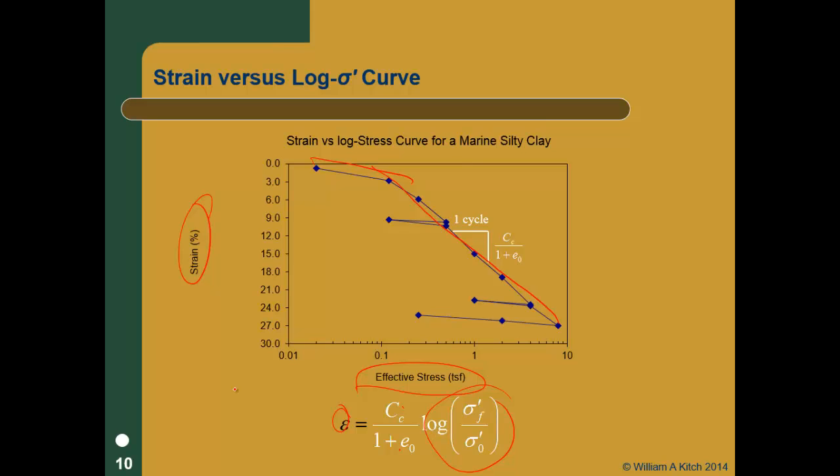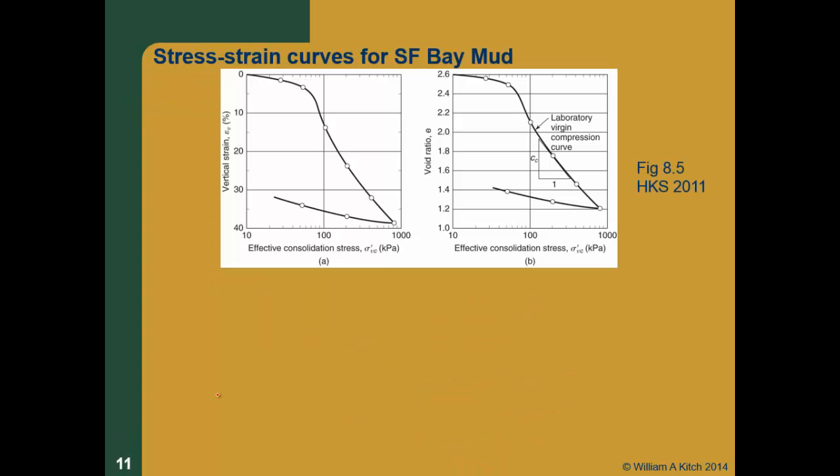So let's look at what this really looks like. Okay, so now I've taken a bunch of data from Holtz, Kovacs, and some of that you have, and then some other data that you don't. Well, I don't think I've taken any data that you don't have or aren't going to get. Actually, all the data that I just showed you for that marine silt, that's actually the soil in your project. So these are all stress strain curves from real data, from real soils and real places. So this is San Francisco Bay mud. This is figure 8.5 from Holtz, Kovacs and Sheahan.